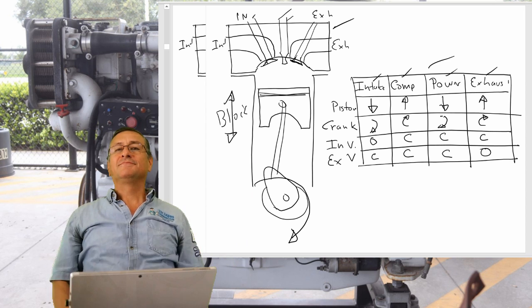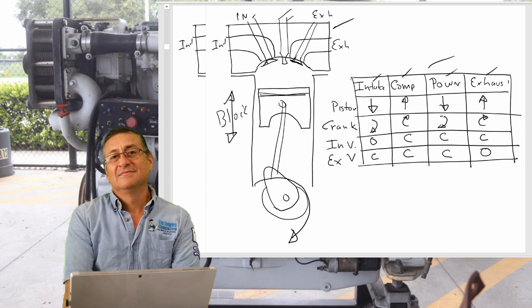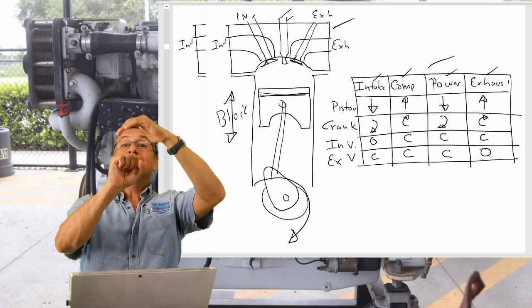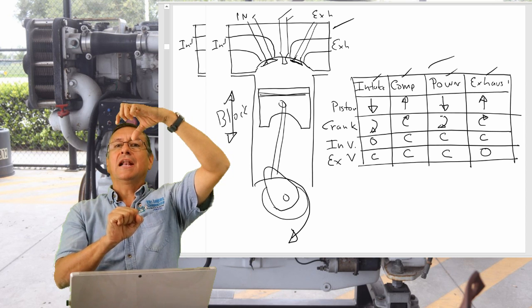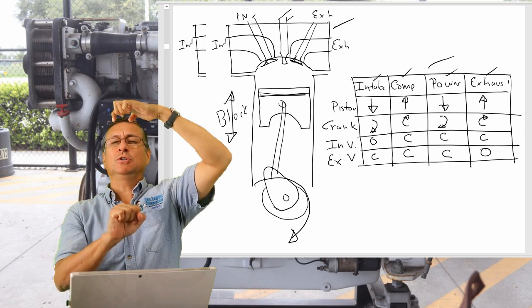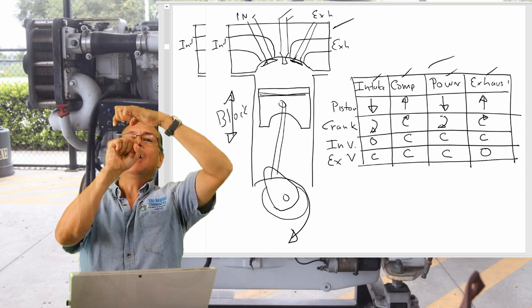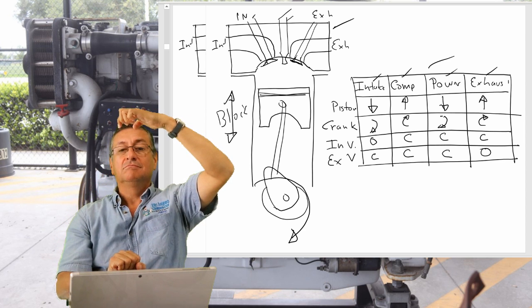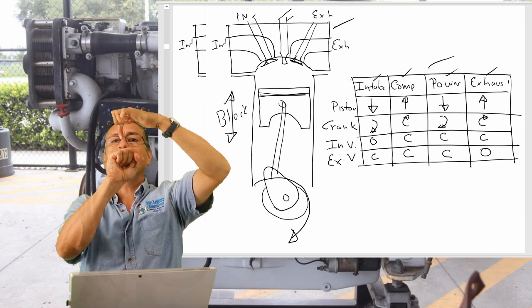Bingo. Those are the 4 strokes. Intake, with one valve open, the intake valve. Right now compression, both valves closed, piston goes up. And now explosion, piston goes down with the valves closed, smoke, and now exhaust valve open and the piston goes up, exhaust.